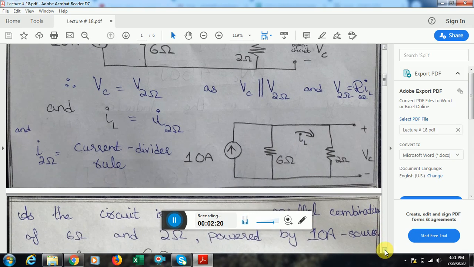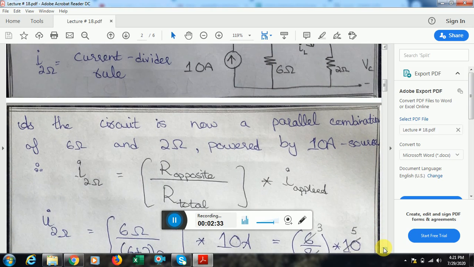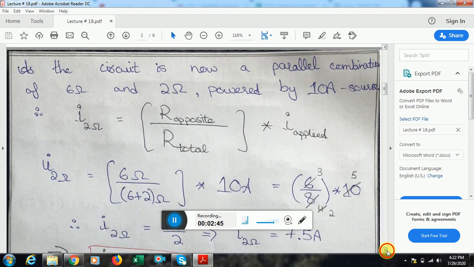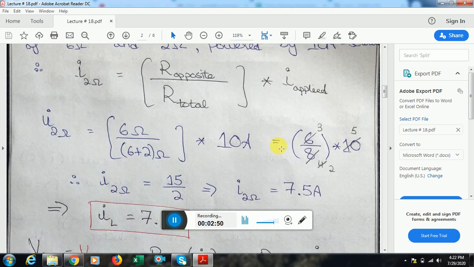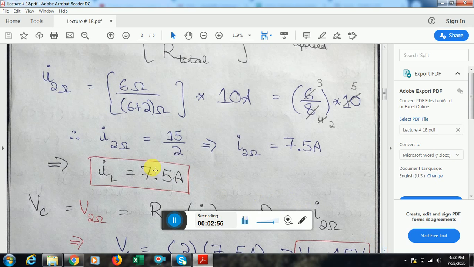Here, when we have to find the current through one branch, we have to use the current divider rule, because this current is being divided into two paths, this 6 ohm path and this 2 ohm path. We have to find the current through the 2 ohm path. By the current divider rule, I 2 ohm is equal to the opposite resistance, R 6 ohm, divided by the total resistance among which the current is being divided, multiplied by the applied current, which is 10 ampere. So the opposite resistance is 6 ohm, 6 plus 2 is 8, times the applied current source of 10 ampere. By simple arithmetic we get that the current through the inductor is 7.5 ampere.